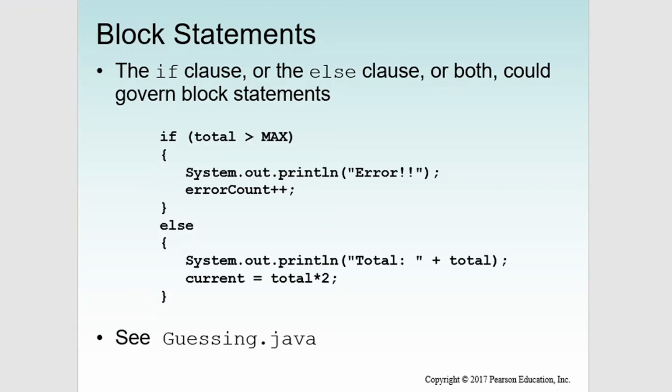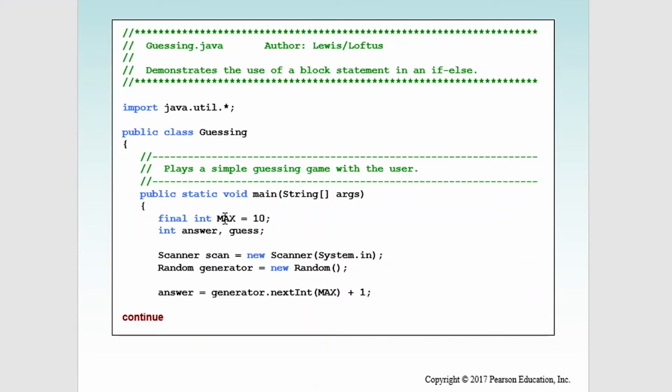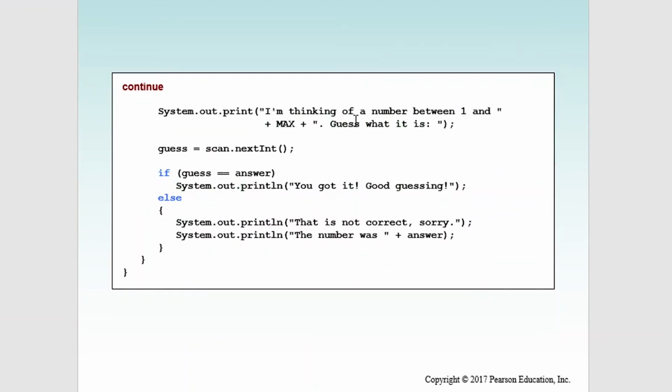See Guessing.java. So here they have a driver class. They have a constant for the max, which is 10. They have the answer, they have the guess. They set up a scanner. Then they generate a random number, which is going to be max plus 1. So max is 10, that's 0 through 9, plus 1 will give us 1 through 10. And then they prompt the user, I'm thinking of a number between 1 and 10. Guess what it is? They take the user's guess, and if the guess is right, they print out good guess. If it's not right, then they print out sorry, not correct, and they tell them what the answer is.